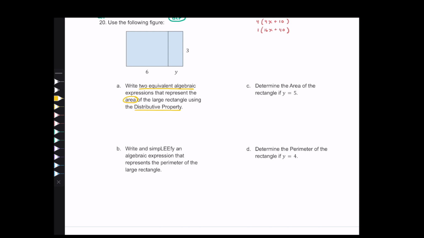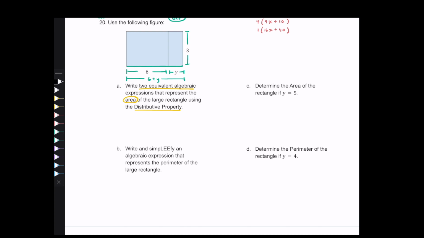Okay, so there's one way to do this. So the entire length of this rectangle all the way across here. So if this part is 6, right, and then this part is y, then the entire thing across is going to be 6 plus y. That's all the way across, okay? And then for the width here, we have 3. So what's one way to write the area of this rectangle?